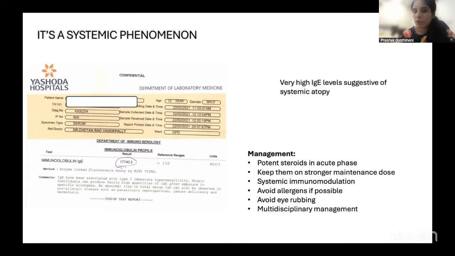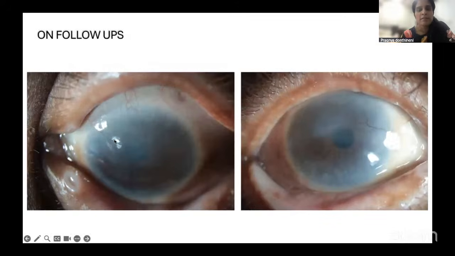Again, here, we need more protein steroids. We need to keep them on a stronger maintenance dose. And like Dr. Jayesh mentioned, these are the categories which really need systemic immunomodulation. And we're not just talking about the eyes, but overall, a lot of organ systems in the body would be involved. It's good to initiate this early and keep it going till the natural course of allergy has died down, and then you're good to probably take them off medications. And these are the cases that need multidisciplinary management.